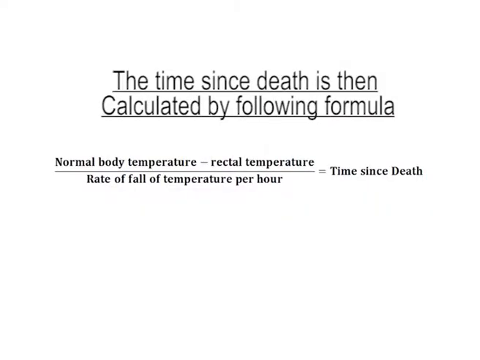After taking the two readings, the time since death is calculated by the following formula: normal body temperature minus rectal body temperature, divided by the rate of fall of temperature per hour. This gives the time since death, and roughly we can say there is a fall of 0.5 to 0.6 degrees per hour. However, the following variables should be kept in mind.